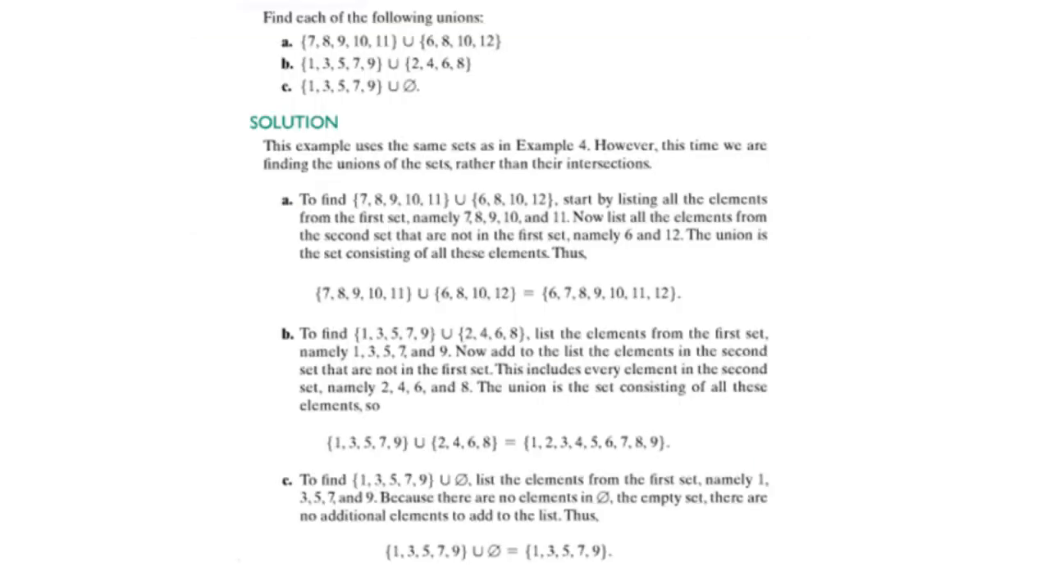Let's take a look at some examples for union. So for A, we have the first set is 7, 8, 9, 10, 11, union with the second set, 6, 8, 10, 12. So think of union as uniting, the U as uniting. You want to unite all the elements in the first set with all the elements in the second set. So when we do the union, we will end up listing all the elements in both sets.